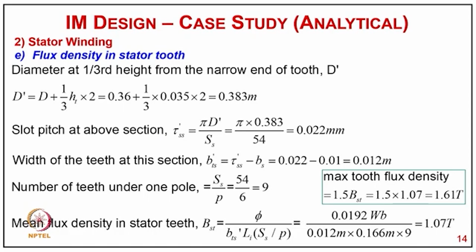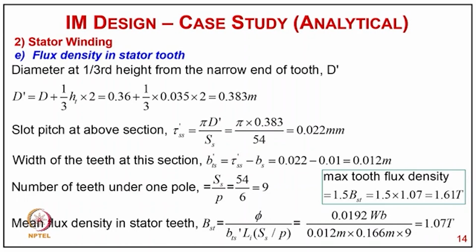Now coming to the flux density in stator teeth, because that also becomes a very important design criterion to avoid excessive saturation of the teeth. So we consider the diameter at 1/3 height from the narrow end of the teeth, which we already considered in the last few lectures. D dash equal to D plus 1/3 ST into 2. Putting the value, it comes 0.383 meter, and the slot pitch at the above section, TS dash, is pi D dash upon SS. Keeping the value, it comes 0.022 meter.